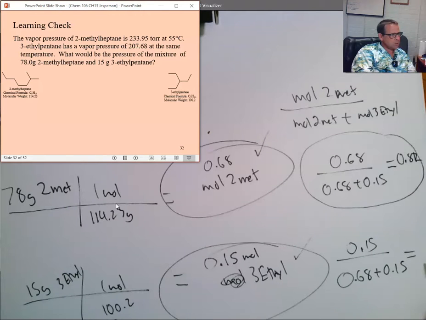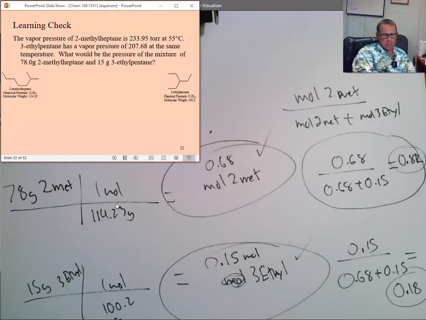Did you get this one, Alyssa? Yeah, I got 0.18. Which we're glad that these two add up to what? What should they have added up to, Landon? They should have added up to 1. Yeah, because those are the only two things in there, and these are mole fractions of the total, right?